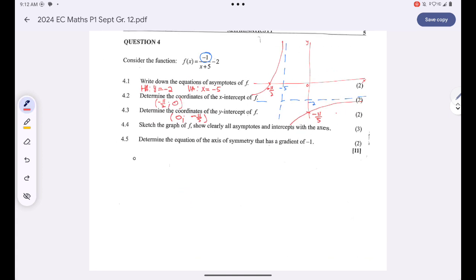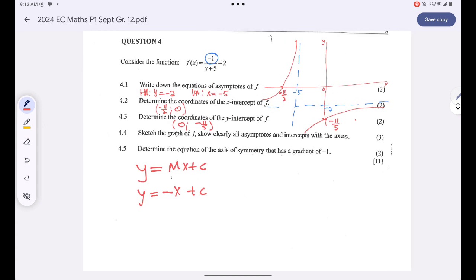Okay, we already know that. The axis of symmetry is a straight line graph which is in the form of y is equal to mx plus c, right? So y is equal to negative 1 times x plus c. Remember, the gradient is negative 1, right? We only need to find the value of c.